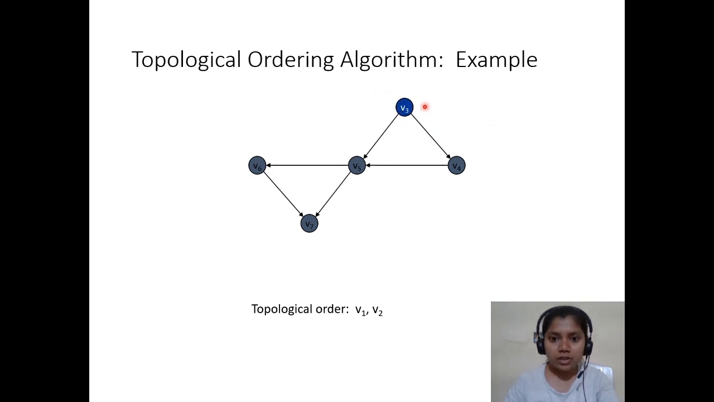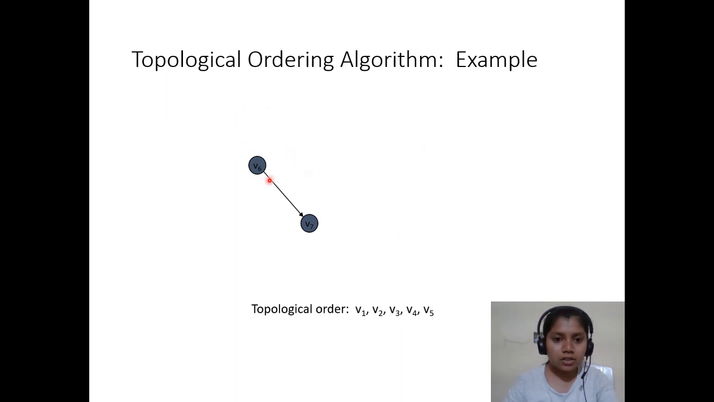Next we observe that V3 has no incoming edges, so we delete V3 and all its outgoing edges. So we observe the graph like this. Next we see that V4 has no incoming edges, and we delete V4 from the graph and its outgoing edges also. So the graph looks like this now. In this graph we see that V5 has no incoming edges, so we delete vertex V5 and its outgoing edges also. So now the graph looks like this.